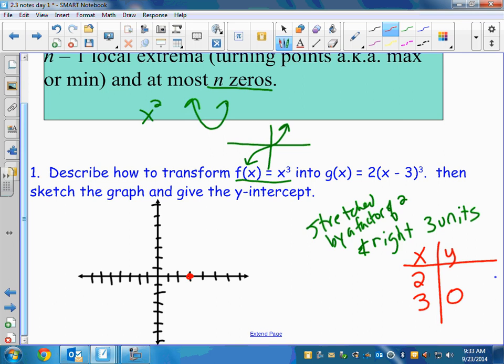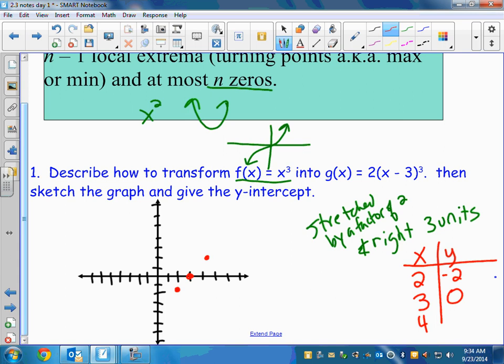if I plug 2 in there, I'm going to get negative 1 to the third, which is negative 1, times 2, which is negative 2. And normally on this graph, if you go over 1, you get 1. If you go back 1, you get negative 1. I just stretched it by a factor of 2, so when I go back 1, I now get negative 2, which means what should happen when I plug 4 in there? I said 2, but I meant negative 2. If I go this way, I should get positive 2 because it stretched out.